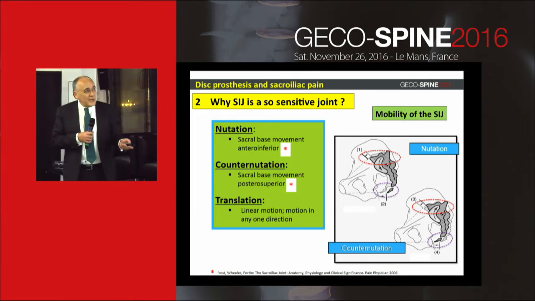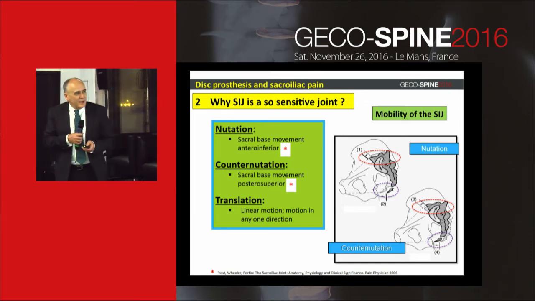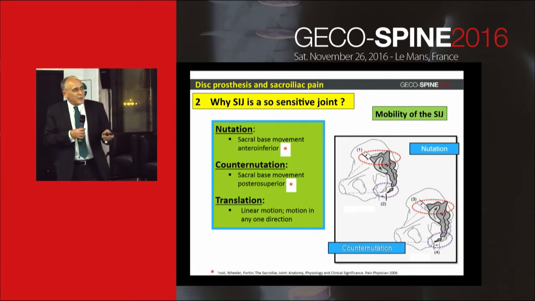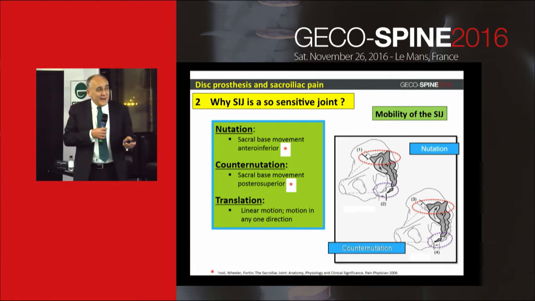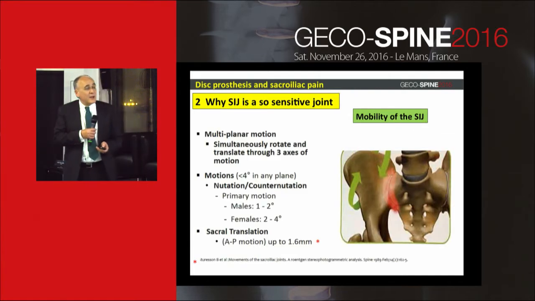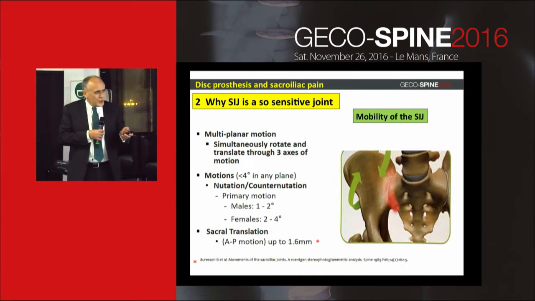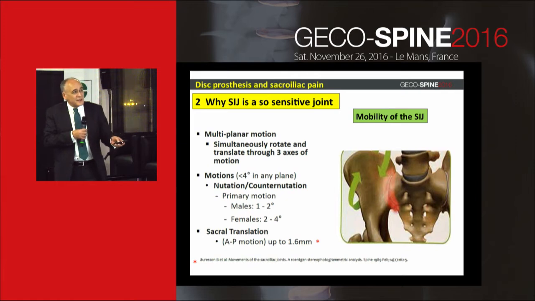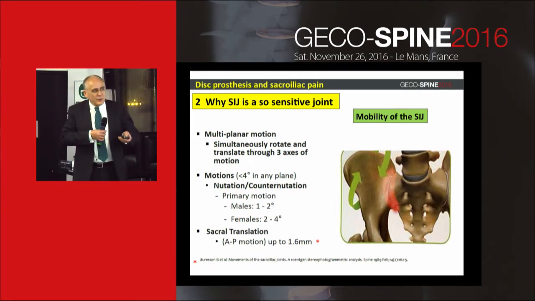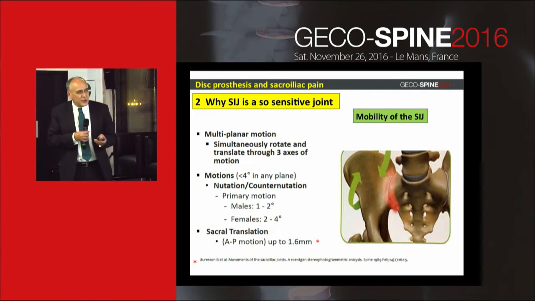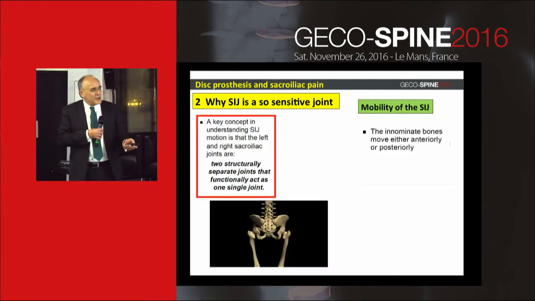We have nutation and counter-nutation. We learn this in the university with some translation. In fact, this joint is much more complex, with different motion regarding three axes of motion. And it is not only nutation and counter-nutation, there is also sacral translation.